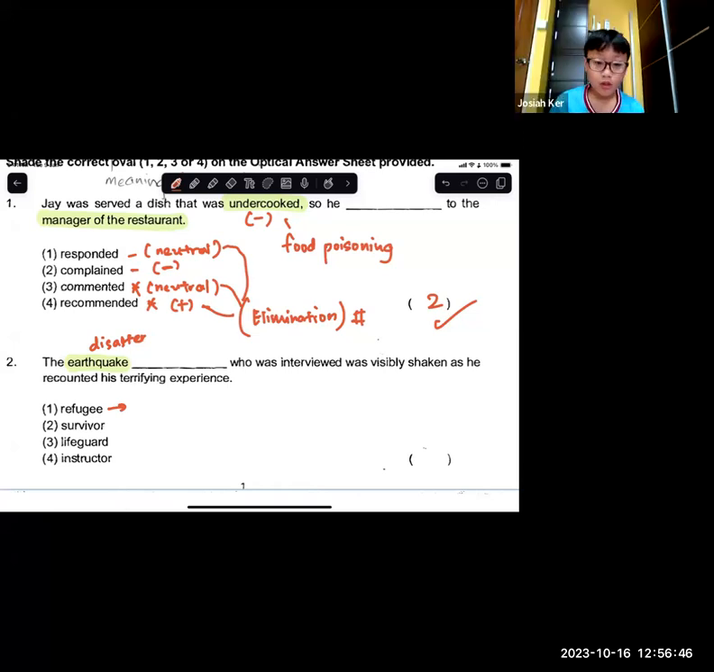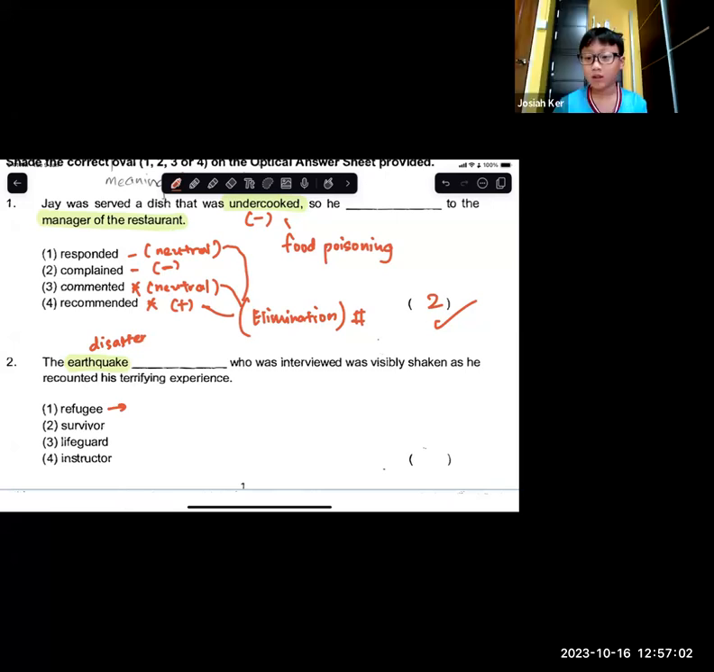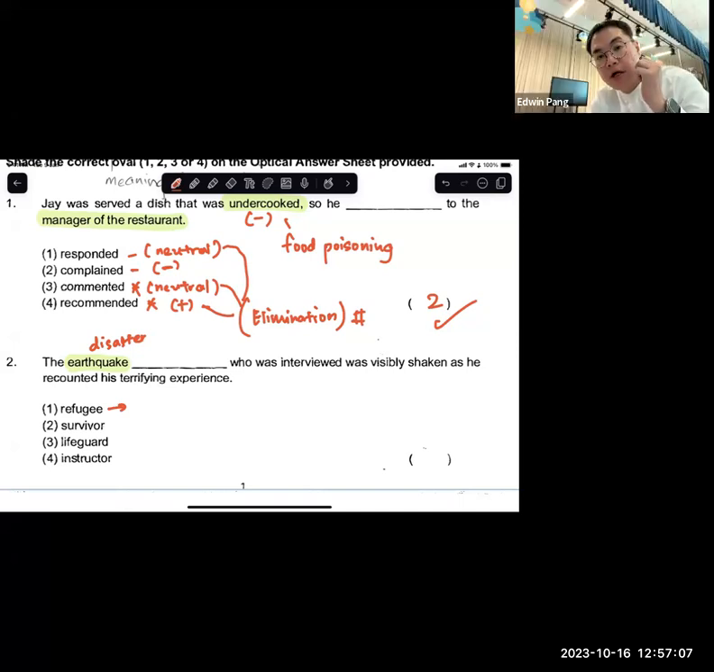A refugee has run away from their country to the neighboring country. No, so I'm asking you, why are they running away from the country? What causes them to run away? Disasters. No, I just said that it's not because of disasters, right? So refugee is not the answer. What causes people to run from their countries?